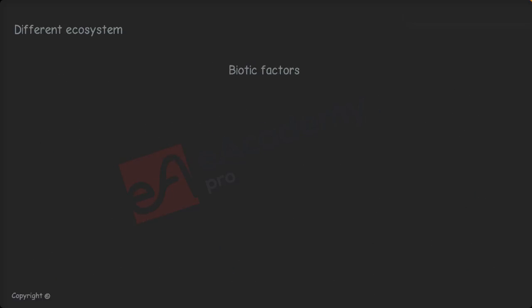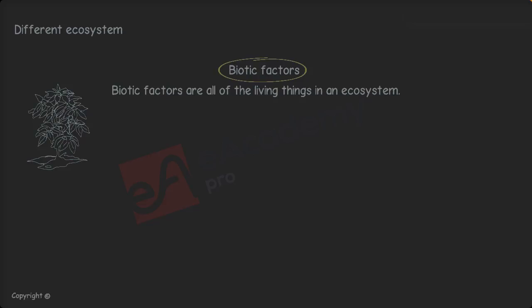Biotic factors. Biotic factors are all of the living things in an ecosystem, such as plants and animals. These living things interact with one another in many ways. Biotic factors and their interactions can be broken down into three groups.